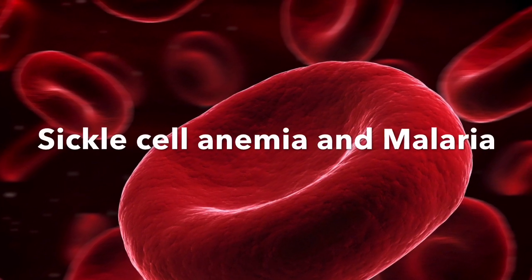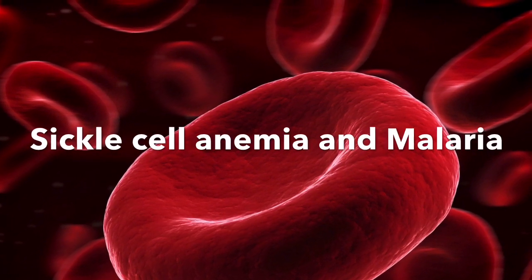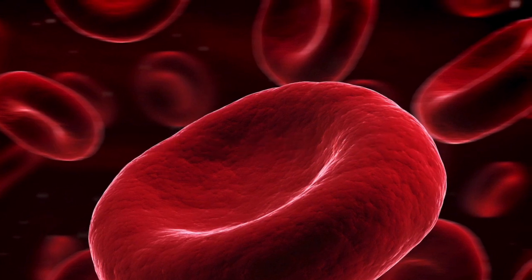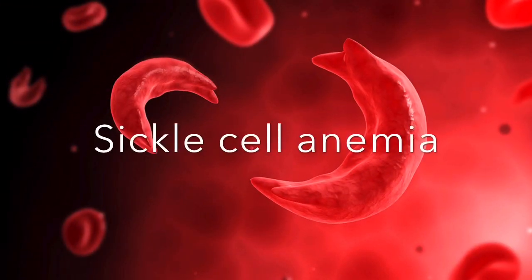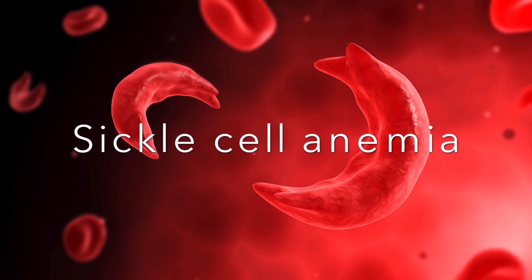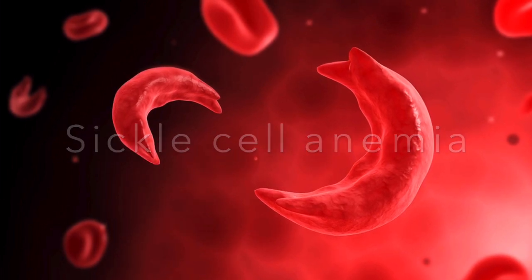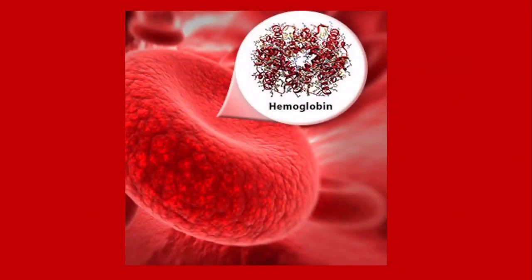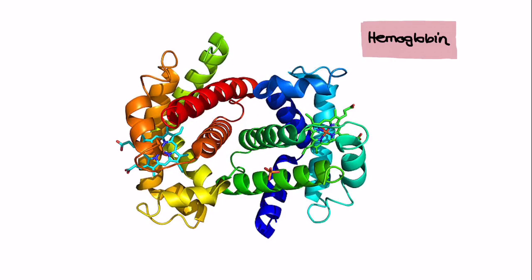Welcome to this video where I'm going to explain sickle cell anemia and the impact on malaria. First, we're going to look at sickle cell anemia, which is caused by a genetic mutation and is a condition given by birth. The red blood cells contain the molecule hemoglobin, which allows the red blood cells to deliver oxygen to tissues throughout the body.